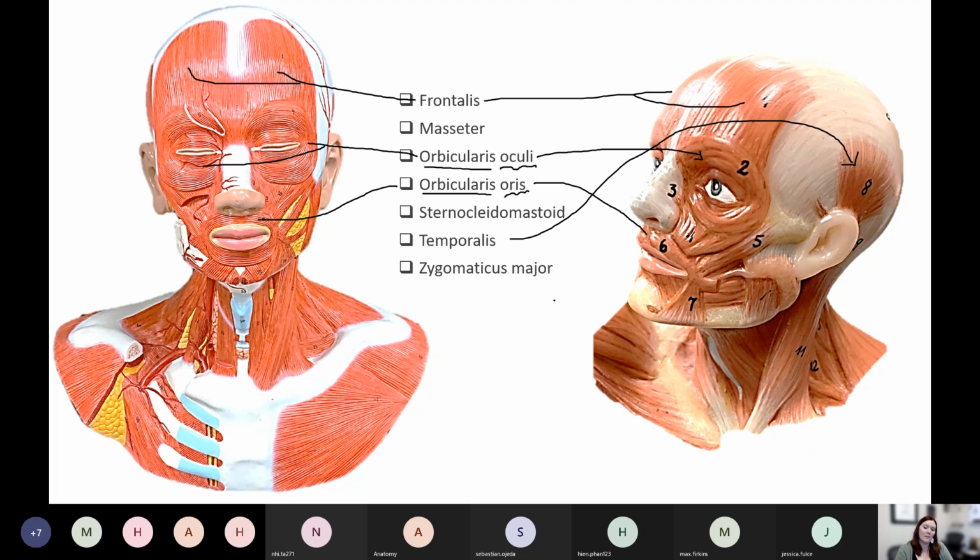The other muscle that's attached directly to the mouth, you can see it here, number 5, and I can see it over here as well. This is called zygomaticus major. Zygomaticus major is the muscle that helps you to smile. So big number 5, and also we can see it over here, zygomaticus major.